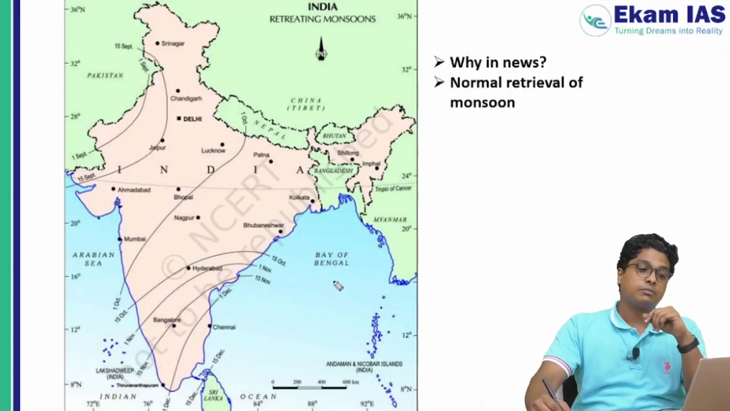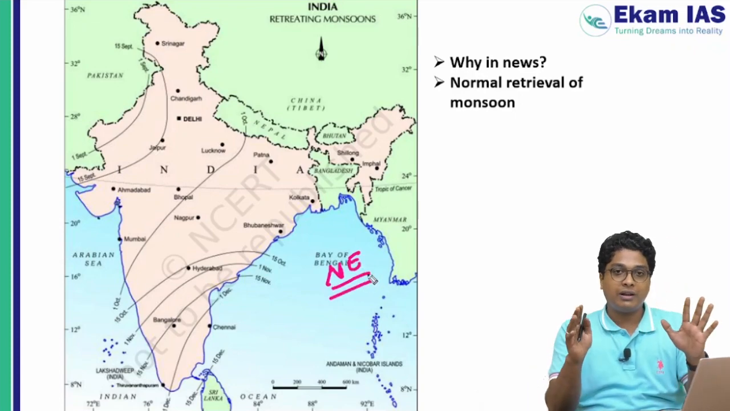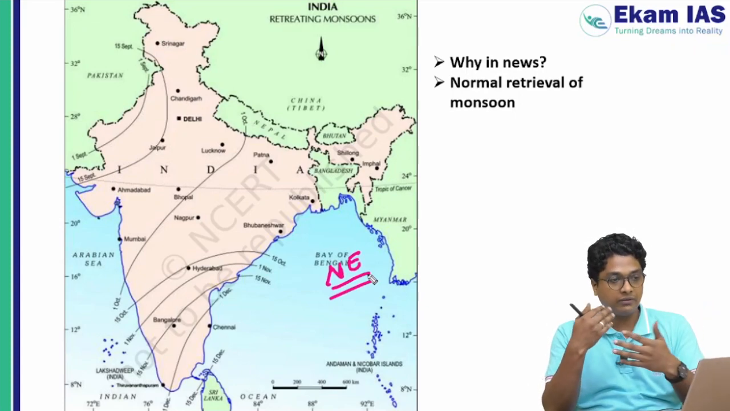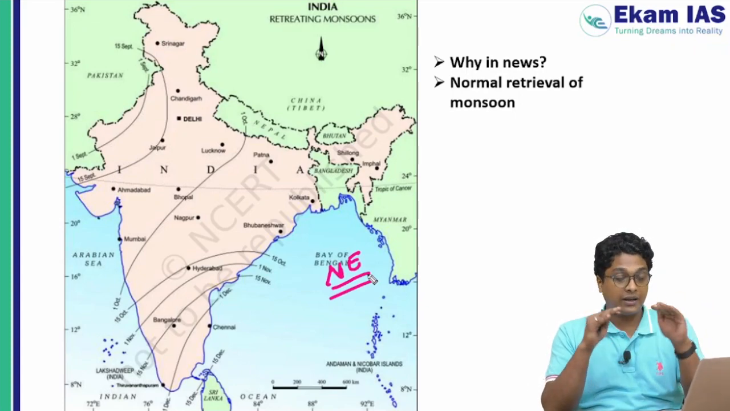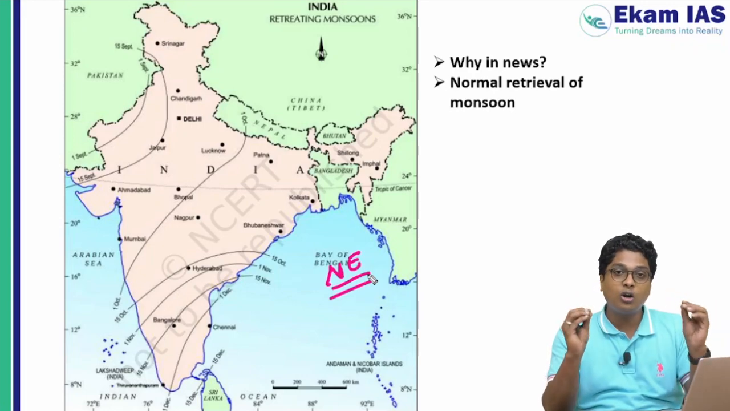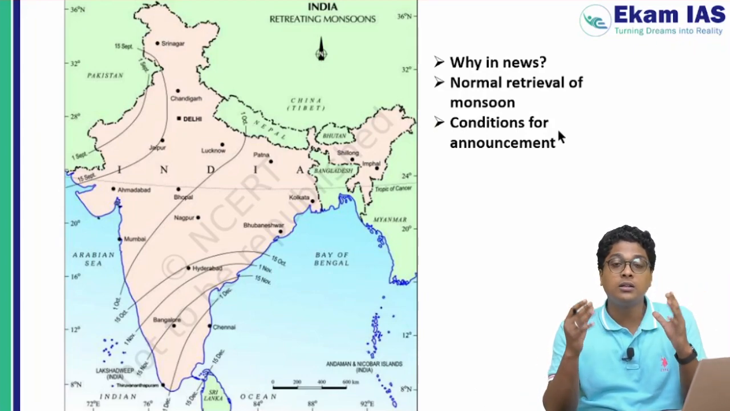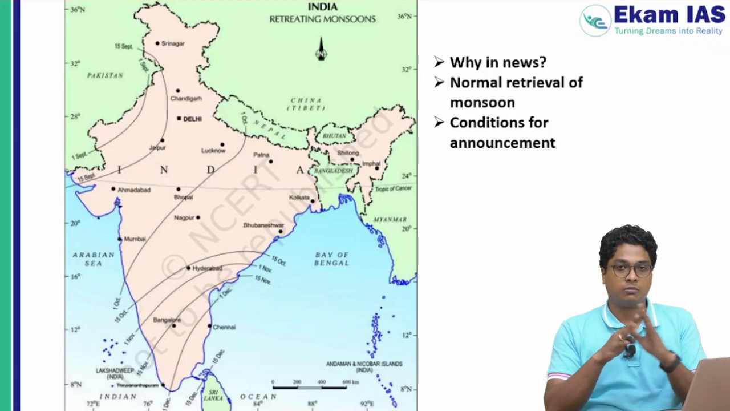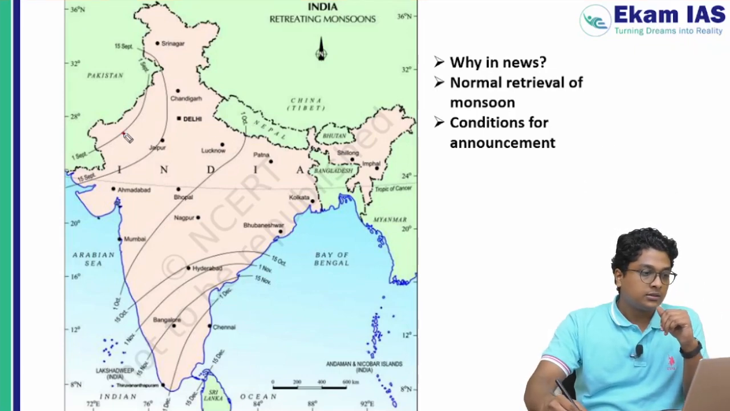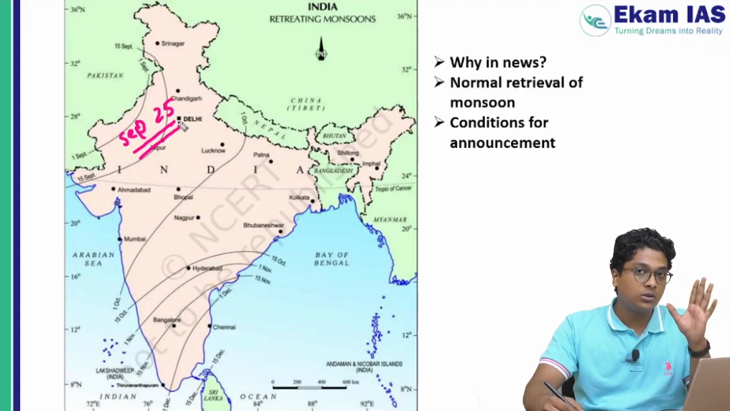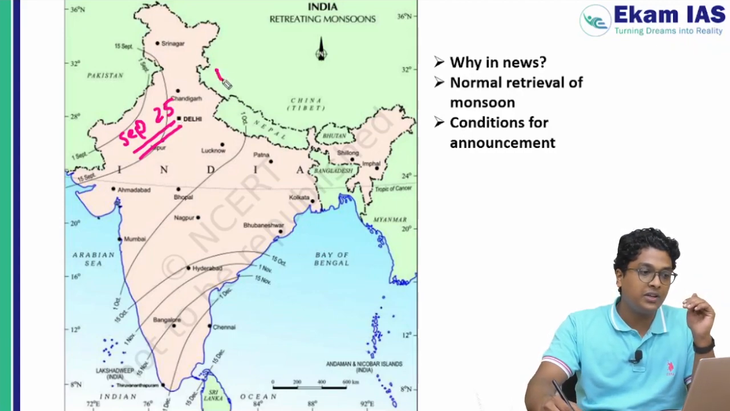So far we have seen how the monsoon generally happens, like the seasonal reversal. Then we have seen the retreating monsoon and why it is in the news, and we have also seen the normal retrieval of the monsoon. Next, we'll talk about the conditions required to announce the withdrawal of the monsoon. For example, this year, on September 25th, the monsoon retreated from Rajasthan. The ideal date was September 17th, so there was almost a week, or 8 days, of delay.